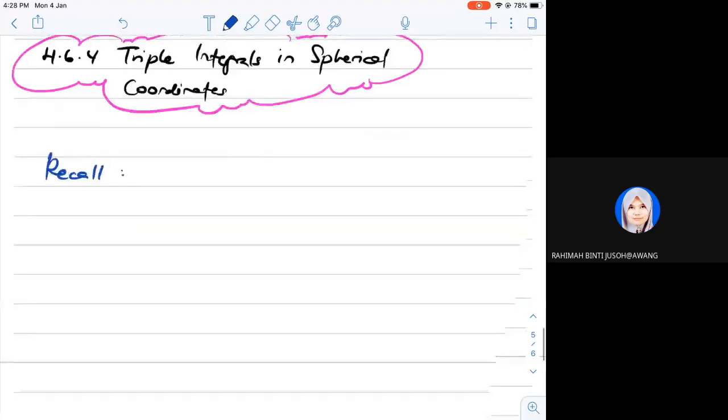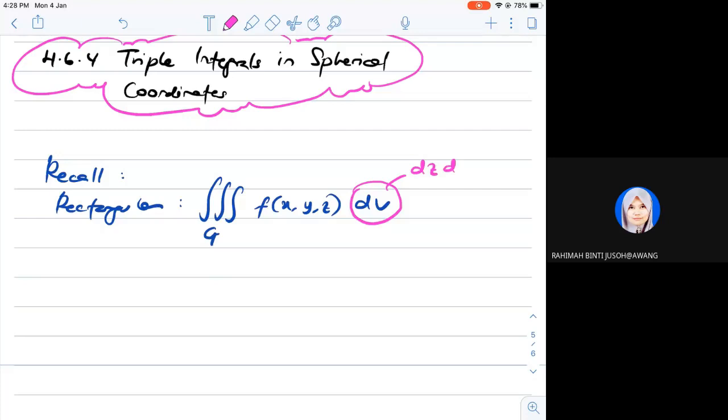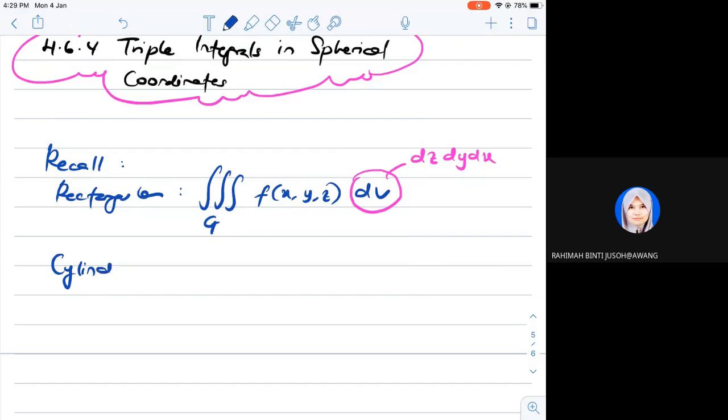Recall previously in rectangular, we have triple integrals with respect to region G. We have f of x, y, z dV, where dV is actually dz dy dx, or you can change the position. That is rectangular. Okay, and then we also have cylindrical. In cylindrical, we have triple integrals with respect to G. The function involved here is r, theta and z. Okay, in cylindrical, what does dV become, guys?